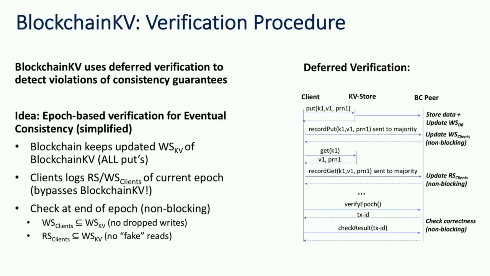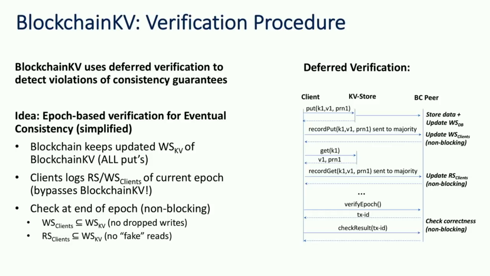How we do it, here just as a high-level overview, is that we use a deferred verification mechanism where every put that is executed through the key value store updates the write set in the blockchain itself, and the clients additionally lock their actions, their read and write set. They don't need to do it for each individual call, but they lock their read and write set, not using the middleware layer, but bypassing the middleware, into the blockchain as well. The nice point about these calls is they don't need to be synchronous blocking. You can just send them asynchronously.